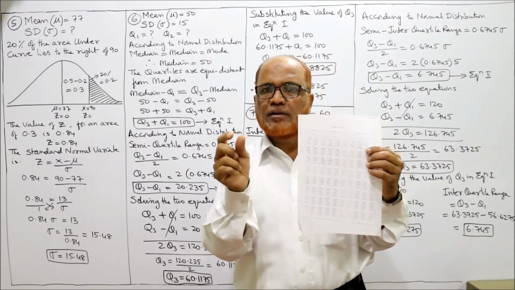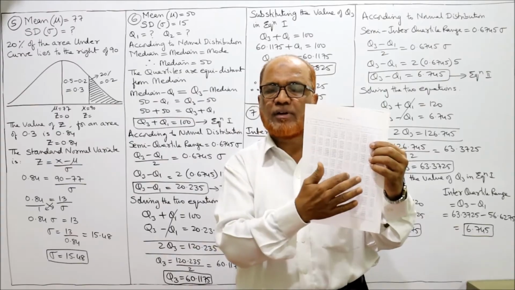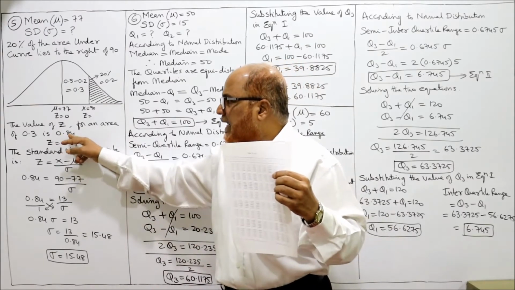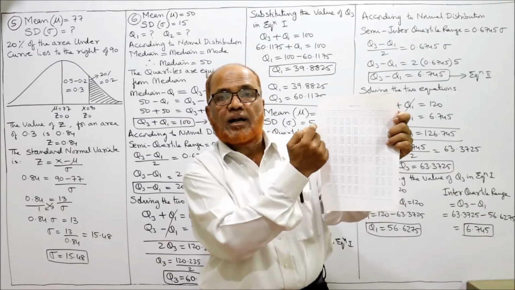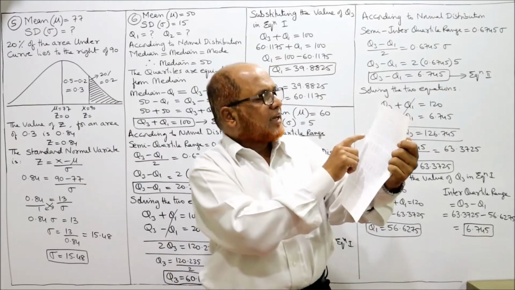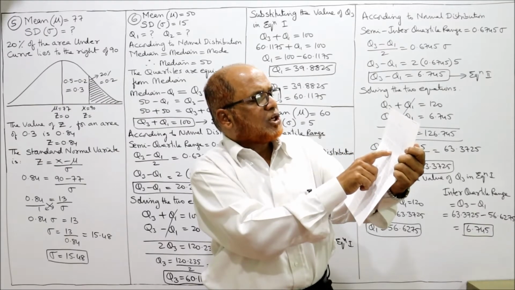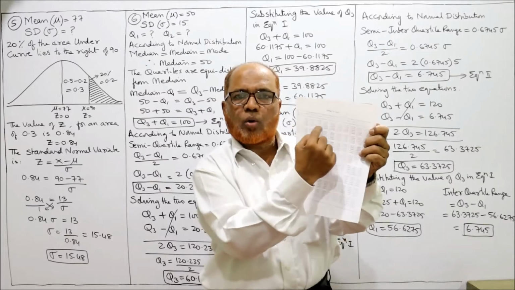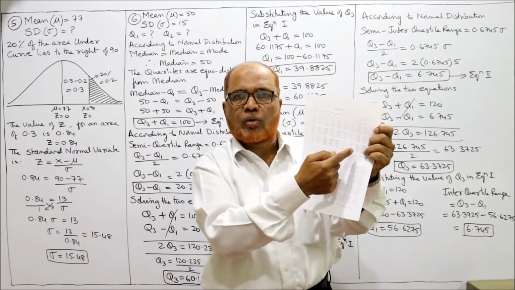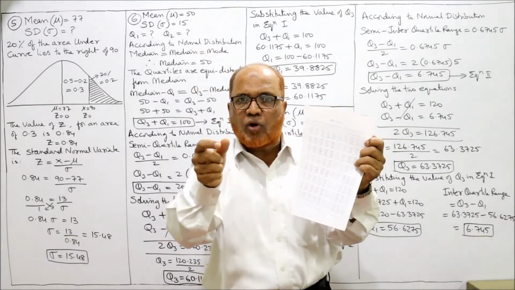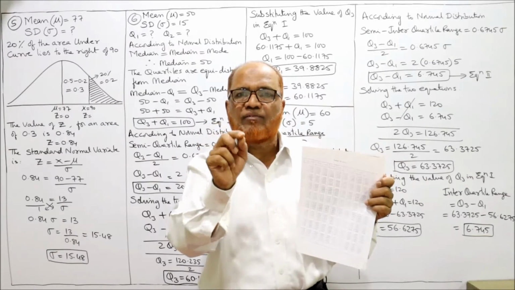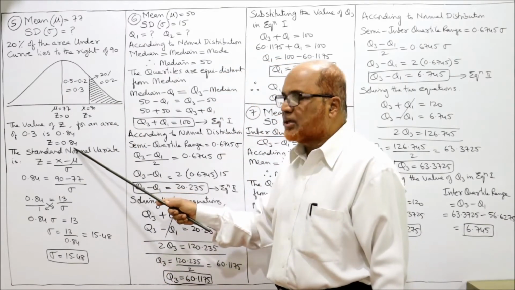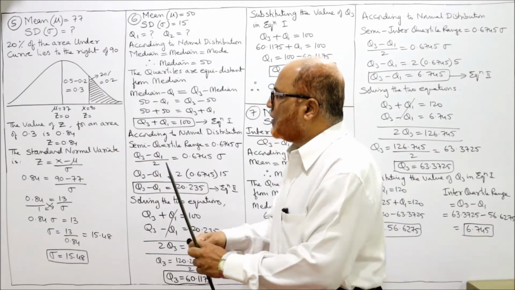You won't get exactly 0.3 because 4 digits are given after the decimal. So find the nearest value to 0.3. You will get 0.2995 in the row 0.8 and column 4. That value is very near to 0.3. So we can take the Z value as 0.84. Here you can write Z is equal to 0.84.